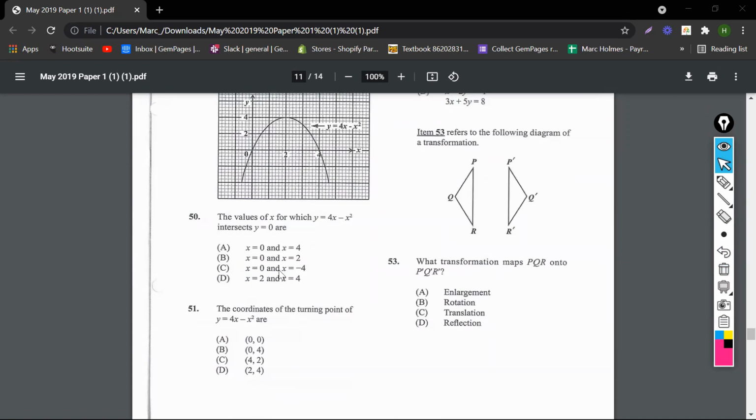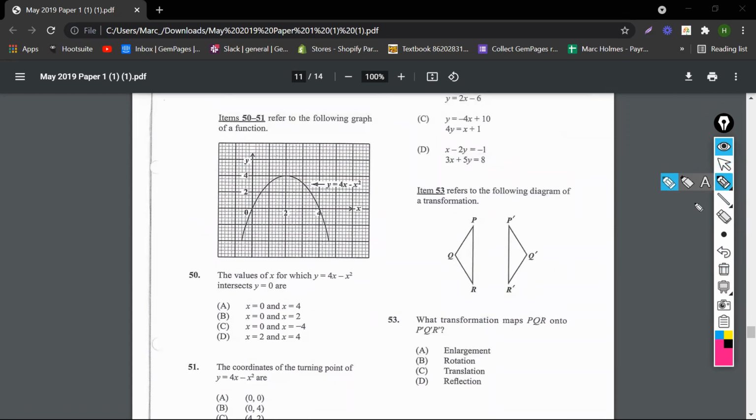It says the values of x for which y is equal to 4x minus x squared, where y is equal to 0, are... So they're asking you for the horizontal points where it cuts the horizontal line, and it's actually at x equals 0 and x equals 4. So this is a banana chips, guys, really easy. They're just asking you for those points.